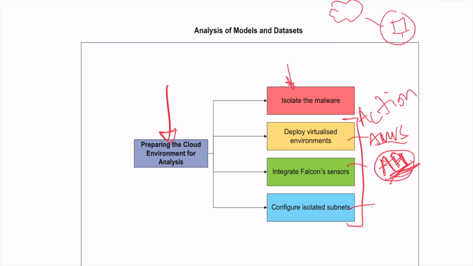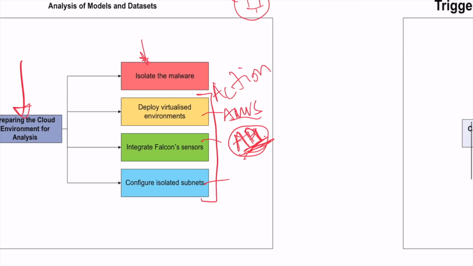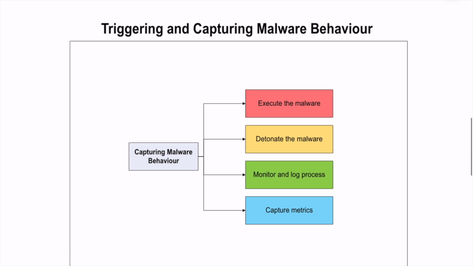The third step that you need to do is configure isolated subnets to ensure the malware's network communication can only interact with the sandbox simulated environment. So you don't want to let the genie out of the bottle. So that's the setup.